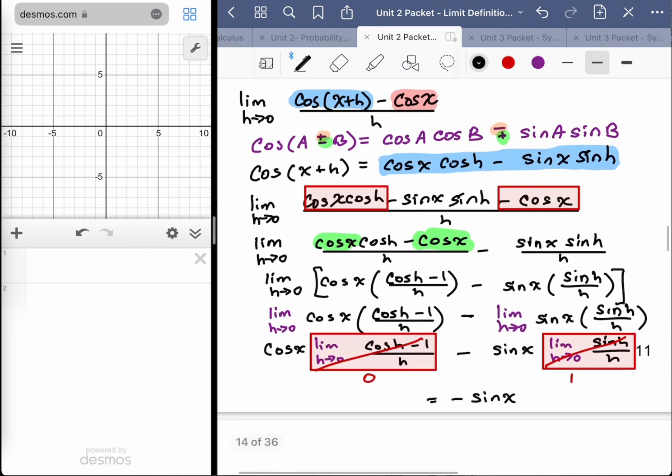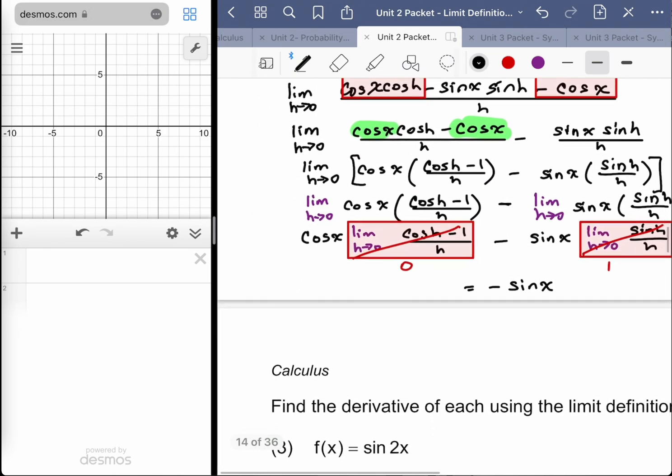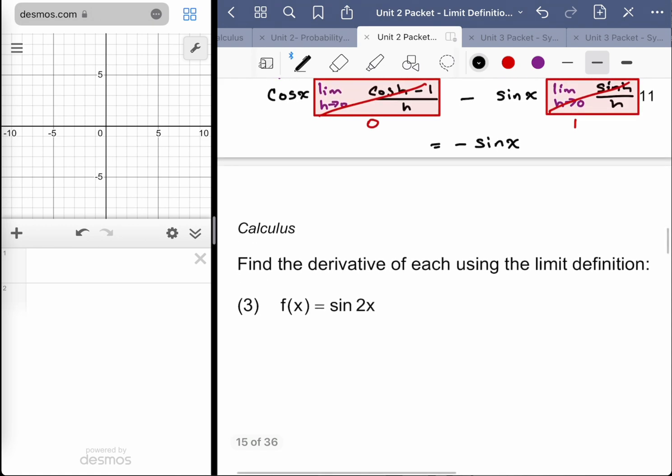F prime of x. So now we just have to do that again, but in an instance where the coefficient is not equal to 1. And then we're going to discover some rules.